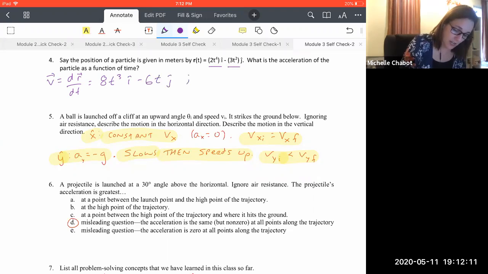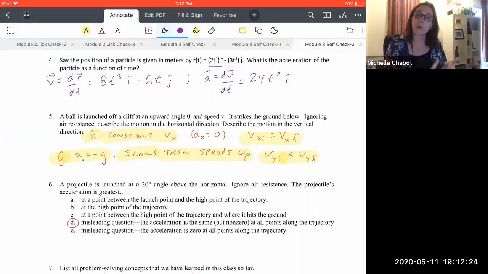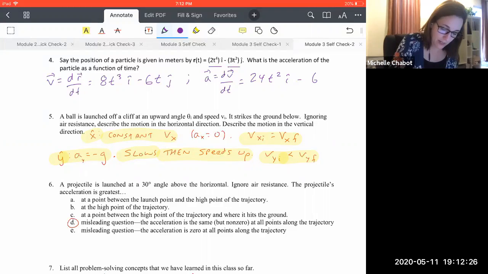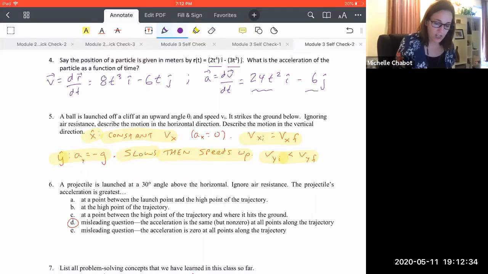And then I can get my acceleration, which is just the time rate change of the velocity, which is going to be equal to 24t squared in the i hat. That's my x component of my acceleration, minus 6 j hat. So I actually have constant acceleration in my j hat direction and a time varying acceleration in my horizontal i hat direction.